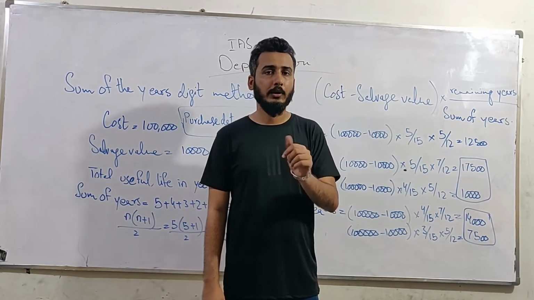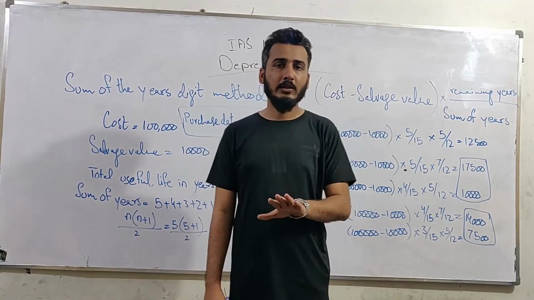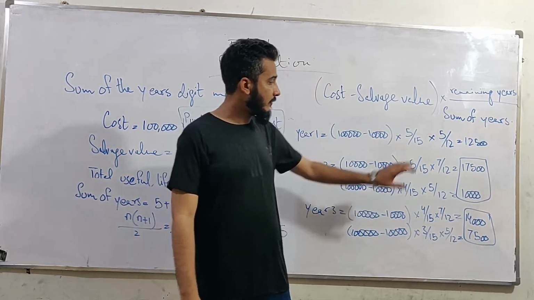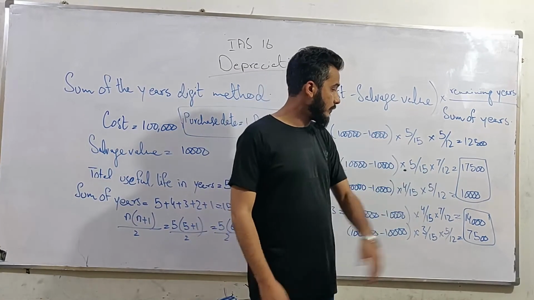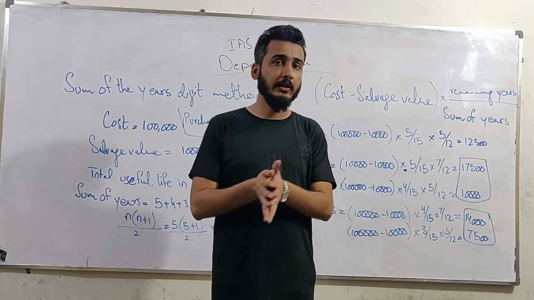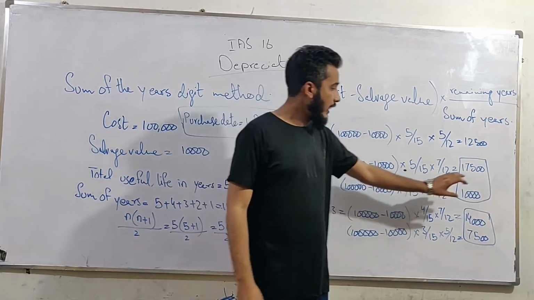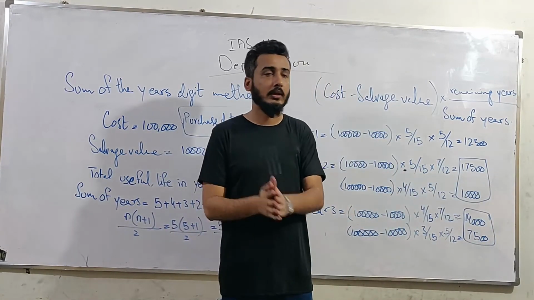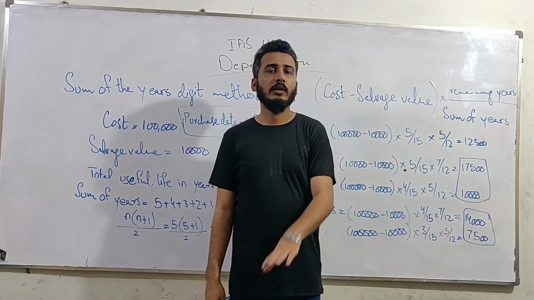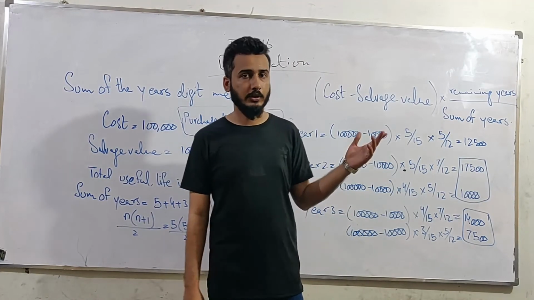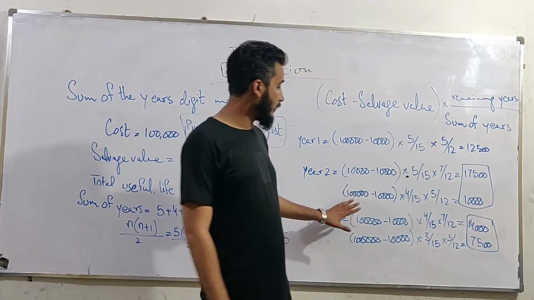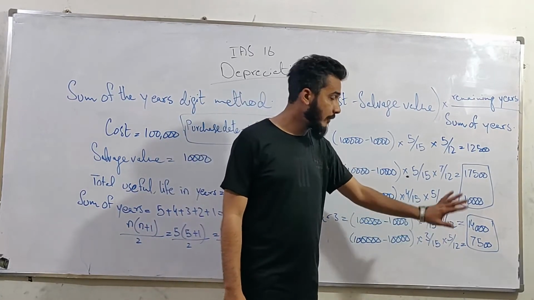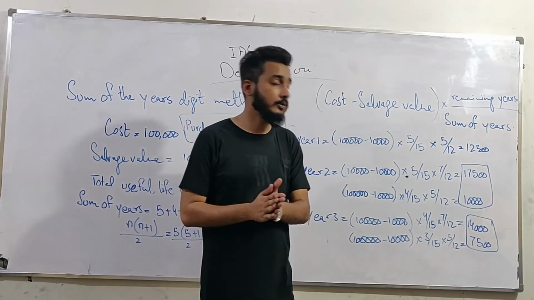Now why is so? Because there are only 5 months left, as we have given 7 months to the last factor. So we shall multiply it by 5 and divide it by 12. So we will have a depreciation of 10,000. Now by adding both of these, we will get the total depreciation of year 2. Okay, so in year 3, 100,000 minus 10,000 multiplied by 4 over 15 and multiplied by 7 over 12.